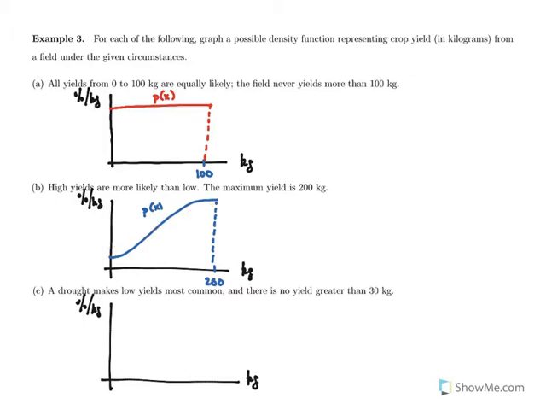And the last one says a drought makes low yields most common, and there's no yield greater than 30. So let's put an answer of 30 as the highest yield. And again, we're going to have something like low yields are more common. Highest yield is 30. So this would be our function here. Again, most of the area is to the left instead of the right.